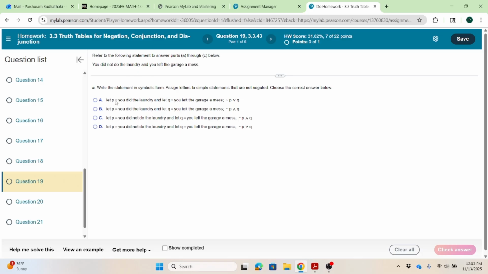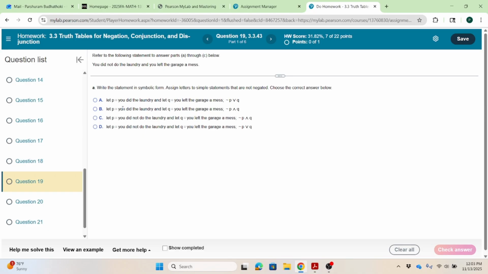P means you did not do the laundry and Q means you left the garage a mess. But this means you did the laundry and you left the garage a mess. Not P means you did not do the laundry and you left the R. The only AND you can see is in B and C, so the answer is supposed to be either B or C.